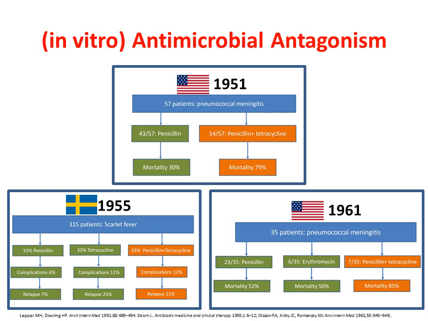And finally, in 1961, in the United States again, in 35 patients with pneumococcal meningitis, it was shown that patients treated with both penicillin and tetracycline had higher mortality than patients treated with penicillin or erythromycin alone. These studies are small and not controlled, but suggest that caution needs to be exercised when using bactericidal and bacteriostatic agents simultaneously. The in vivo data is not so clear, as some studies have suggested antagonism in isolates of E. coli, but other studies have not shown antagonistic effects.